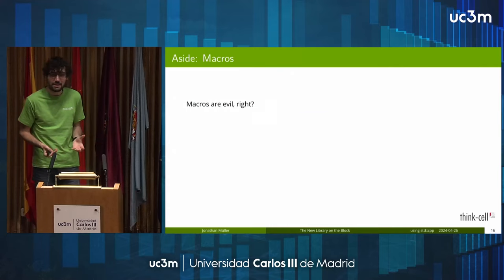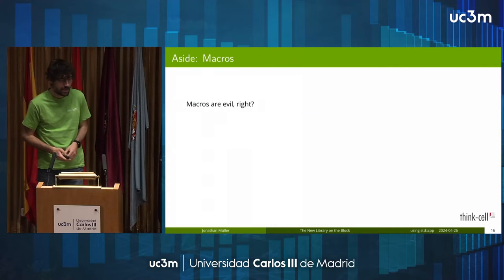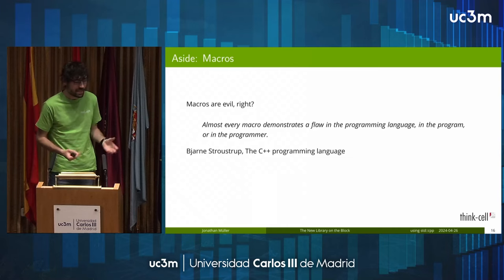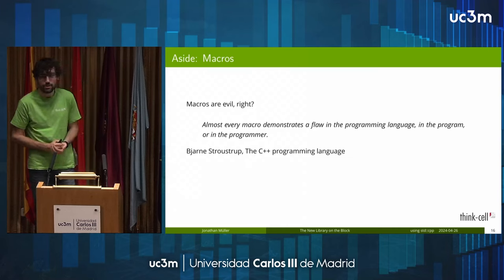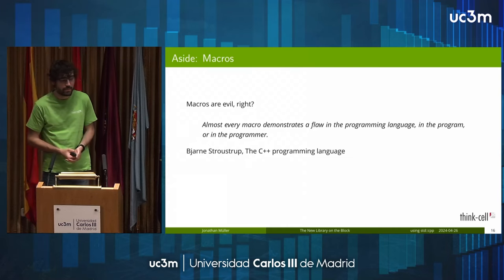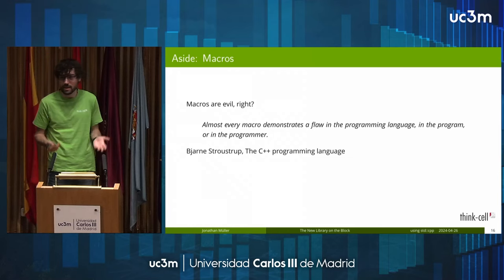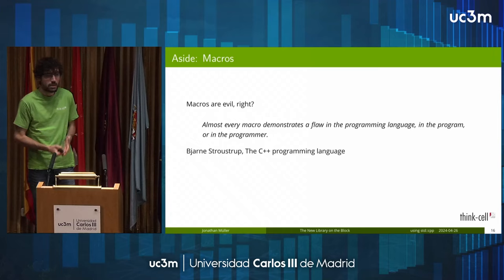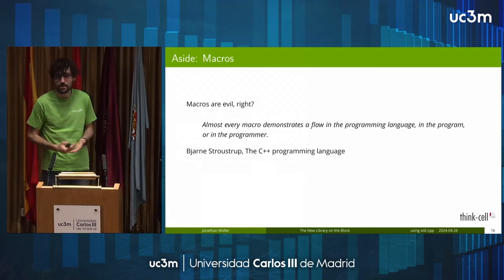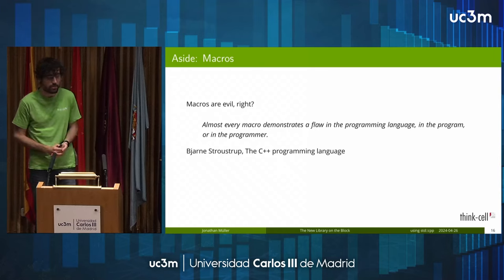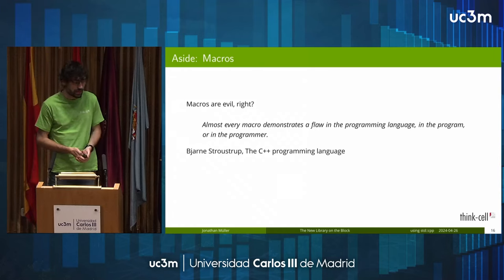But it's a macro, right? And macros are evil. Well, Bjarne himself said that almost every macro demonstrates a flaw in the programming language, in the program, in the programmer. And this is a flaw in the programming language. We solve it the only way we can, by using a macro. We don't want to keep writing all the stuff to create a lambda all the time, so we just add a macro to solve this thing, but really this is a flaw in the programming language that should have been solved in the programming language.